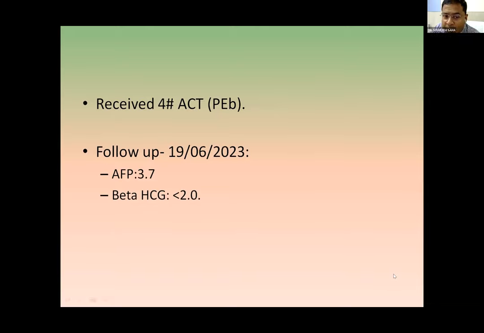Yeah, so thank you. The child is following up with us, the last visit was on 19th of last month. AFP is 3.7 and beta HCG is normal, within normal limits. So one important thing: a lot of patients we get here with a biopsy, but we don't see the biochemical markers. If you see the markers and the X-ray imaging, then there is no need to go for the biopsy. It will already suggest the diagnosis, but still we see this kind of thing.